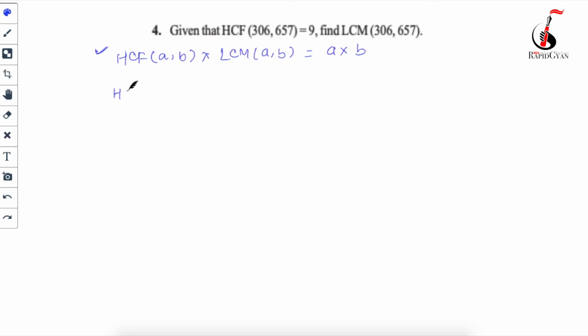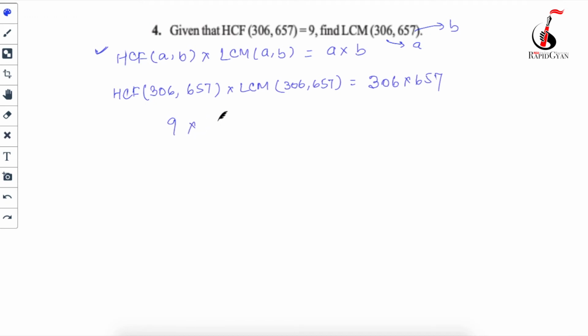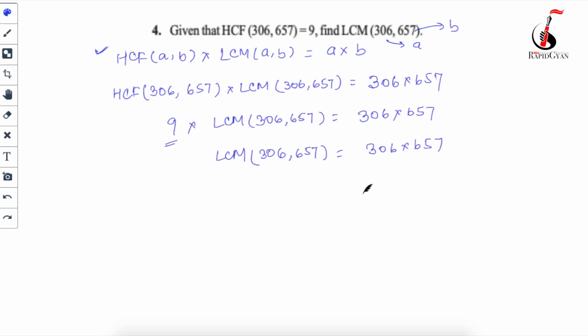So here I can write that the HCF of 306 and 657 multiplied by the LCM of 306 and 657 is equal to A times B. What is A and B? This 306 is your A and this 657 is your B, so it is 306 multiplied by 657. The HCF is 9. So 9 multiplied by the LCM of 306 and 657 is equal to 306 multiplied by 657. Now the LCM of 306 and 657 will become 306 multiplied by 657, divided by 9. So let's solve this. 9 3s are 27, then 9 4s are 36, and 34 times 657 is equal to 22338. That's your answer.